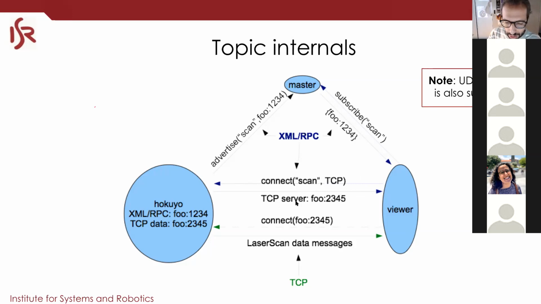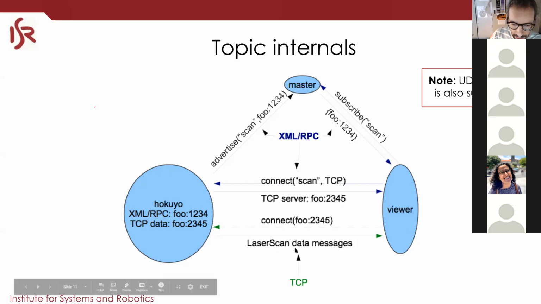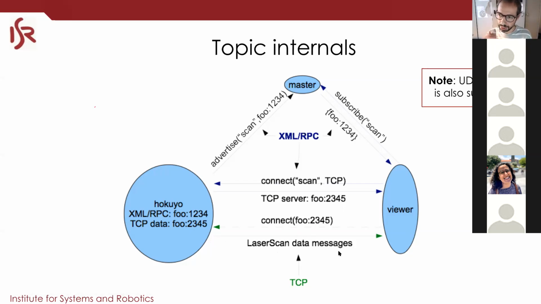And so the publisher will answer to the viewer telling that, okay, in this port 2345 is where you have the real data, okay? And finally, then you have a connect to 2345, okay? So the subscriber will connect to the publisher to this port that was given before, okay? And now the laser data starts flowing, okay? No questions asked, just streaming of data, okay?